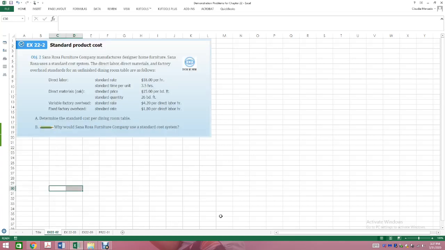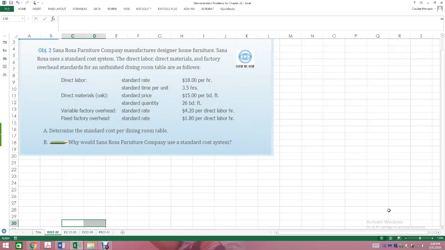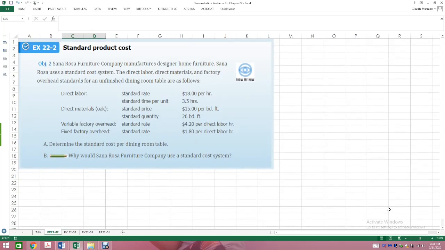Okay, so I'm going to start off with the first exercise, exercise 22-2. This problem reads: Santa Rosa Furniture Company manufactures designer home furniture. Let me make this a little bit bigger so you can see it for now. Santa Rosa uses a standard cost system. The direct labor, direct materials, and factory overhead standards for an unfinished dining room table are as follows. So they're focusing on making a dining room table.